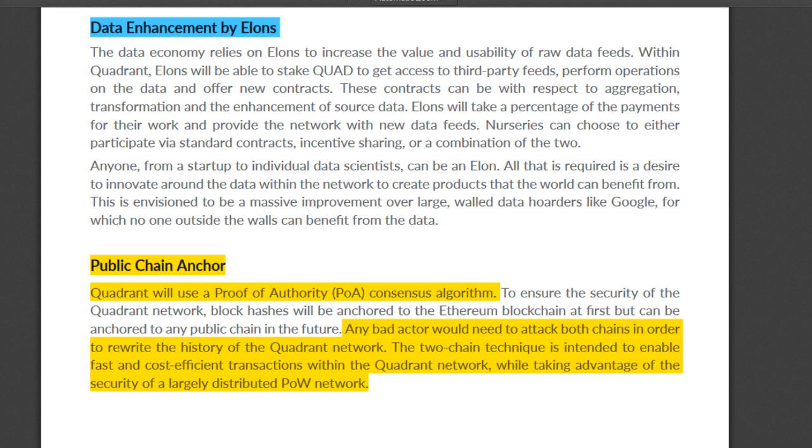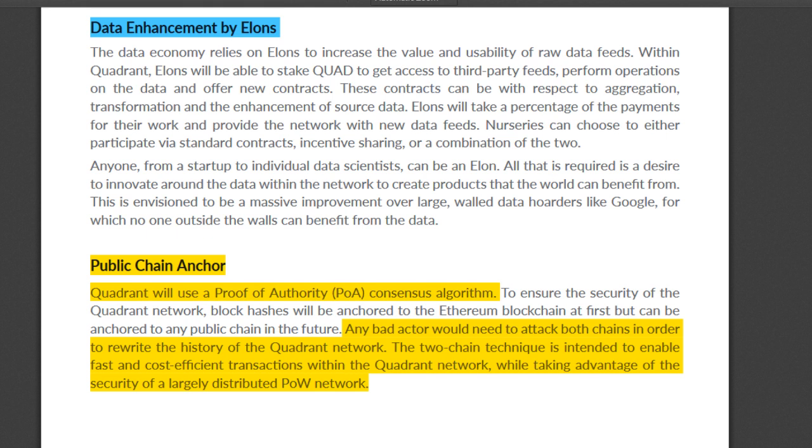This is kind of something that's a little bit more important, though, is the public chain anchor. So Quadrant's using a proof of authority consensus algorithm. Any bad actor would need to attack both chains, the Quadrant chain and whatever public chain. Right now that's Ethereum. They need to break into both chains and change the ledger on both to be able to insert incorrect data now.